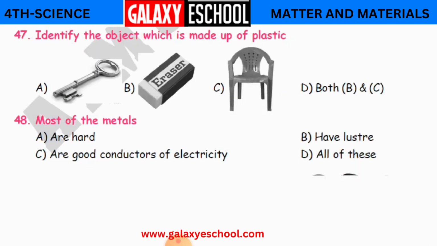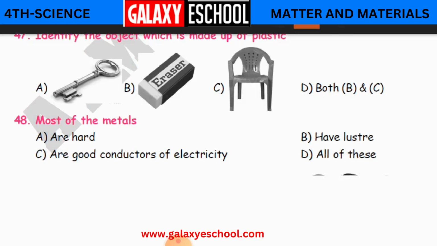Clear, children? Now, 47th question. Identify the object which is made up of plastic. So what you are having here, you have got a key, you have got an eraser, you have got a chair, and you have got both B and C. So what is made up of plastic? Yes, it is the chair. Okay, so the chair is made up of plastic, whereas the key is of metal and the eraser is of rubber. Clear, children? C is our answer.